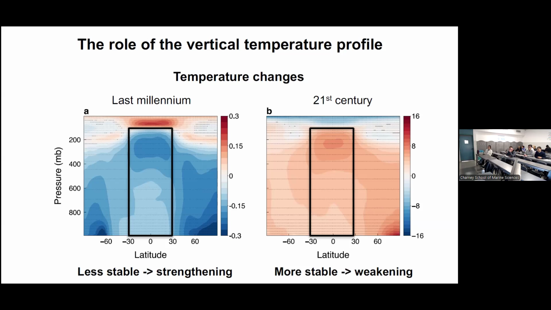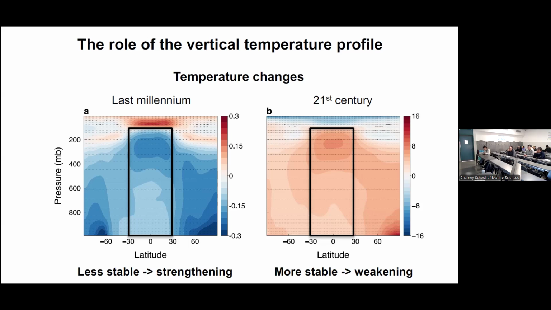So in the last millennium, we are cooling more at high levels than lower levels, right? So we're destabilizing the atmosphere. And this is why we get more of this intensification of the circulation. By the end of the 21st century, we are warming more here than here, so we are stabilizing our column. And this is why we get less intensification. We have a weakening of the circulation. So this is one explanation for these differences.